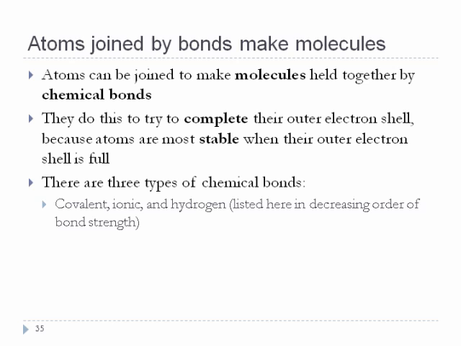And so we can join atoms together to make molecules. We can hold them together by different chemical bonds. Atoms try to form chemical bonds to try to complete their outer electron shell because they're most stable when their outer electron shell is full. And there are 3 types of chemical bonds that we're going to talk about. The strongest one we're going to talk about are covalent bonds. The weakest 2 are ionic and hydrogen bonds. And hydrogen bonds are the weakest of those.